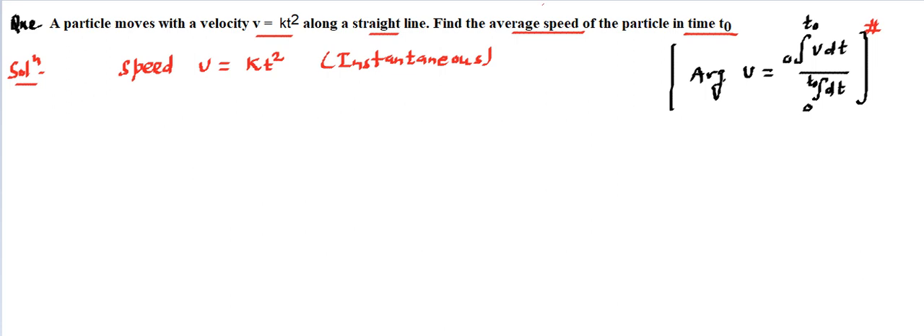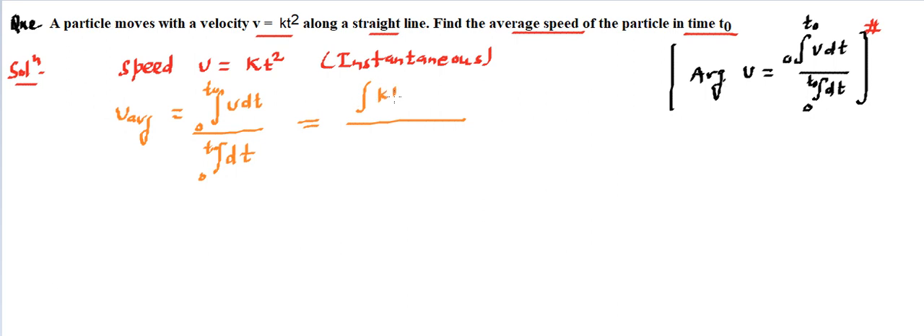Let me quickly solve it for you as well. Here this is instantaneous, so we need to find this. We will say v average, or average speed, is going to be integration v dt from 0 to t naught divided by integration dt from 0 to t naught. For the numerator, we replace v by kt square, so it's integration of kt square dt from 0 to t naught, and downside it's integration dt. Integration of dt is simply t, and with the limits 0 to t naught, it's t naught.